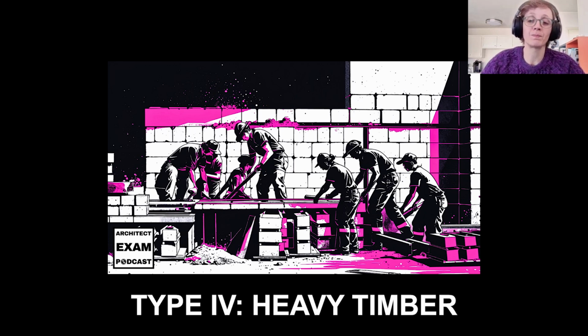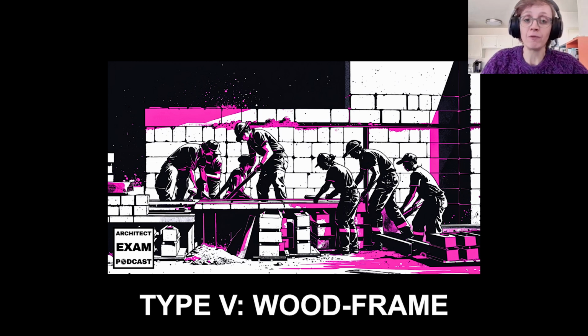Last up is type 5 construction, which is wood frame. This is the most common construction type for homes and small buildings. This is a conventional light wood frame construction. So you think about 2x4 or 2x6 studs, wood joists, plywood sheathing. It's what most houses are built from.